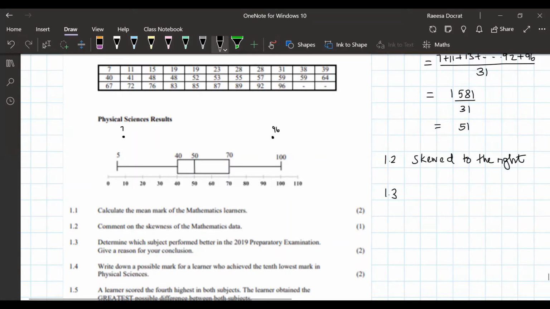And then let's just get our median. 1, 2, 3, 4, 5, 6, 7, 8, 9, 10, 11, 12, 13, 14, 15. So then this is our 16th one, so we have 15 on either side. 1, 2, 3, 4, 5, 6, 7, 8, 9, 10, 11, 12, 13, 14, 15. So the median mark for mathematics was 52.